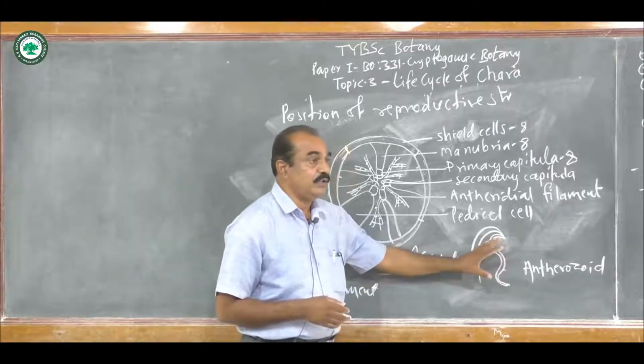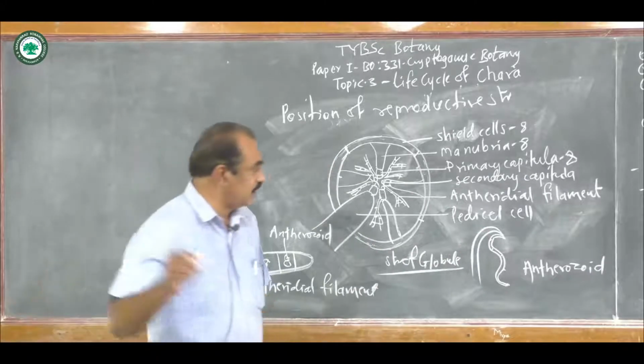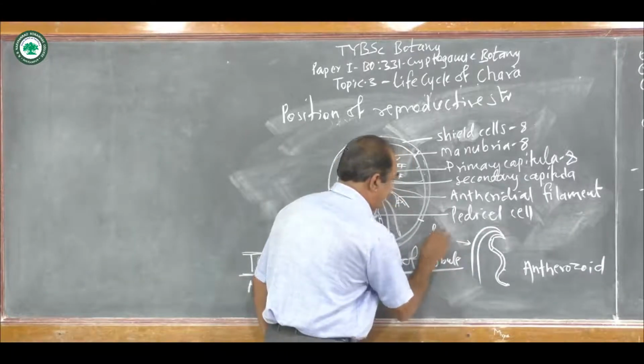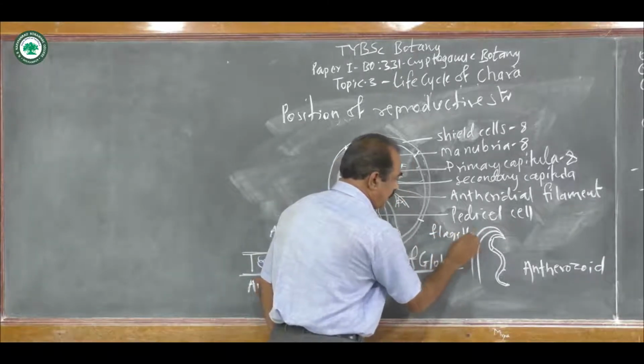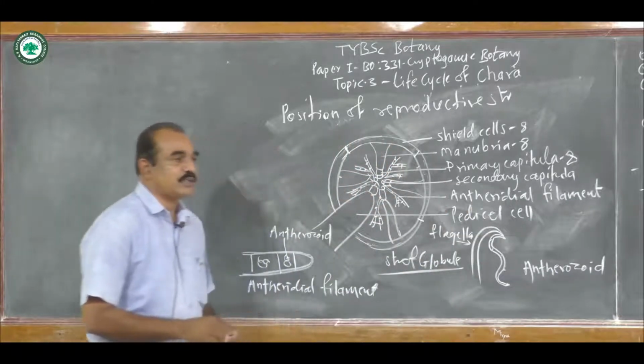So this is the structure of the antherozoid. This is the coil. It has 2 anteriorly inserted flagella. So these are the flagella. So this is about the structure of the antheridium.